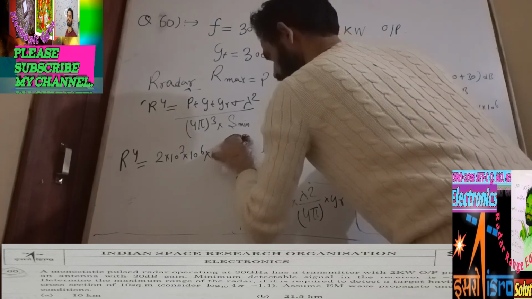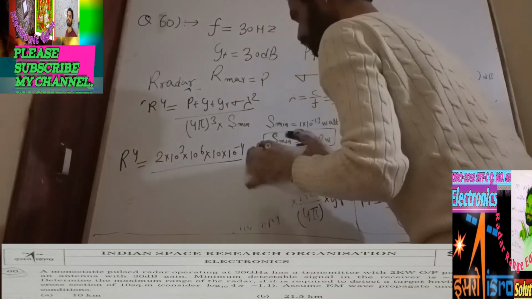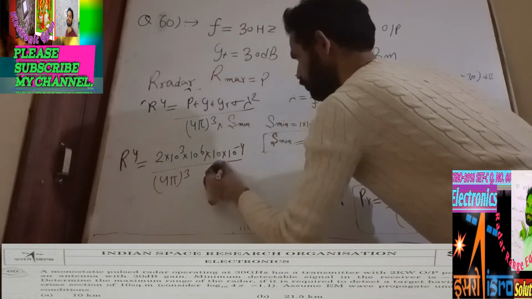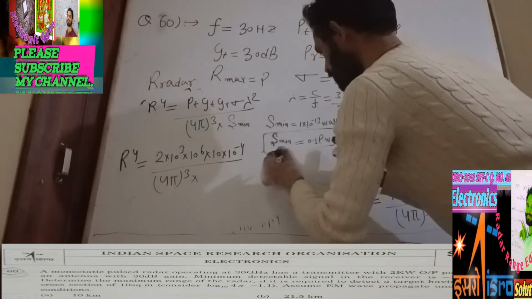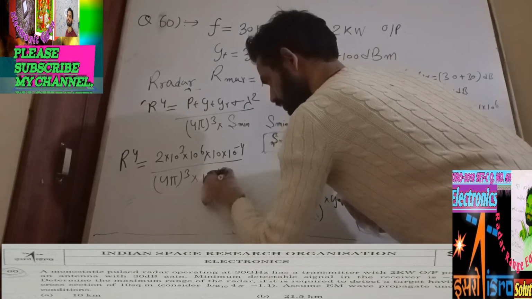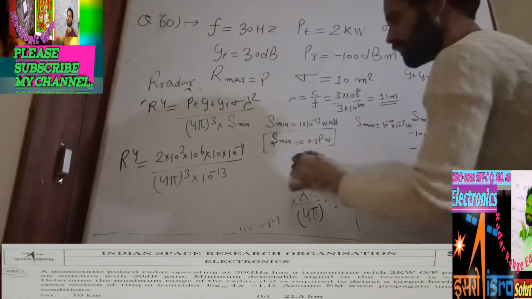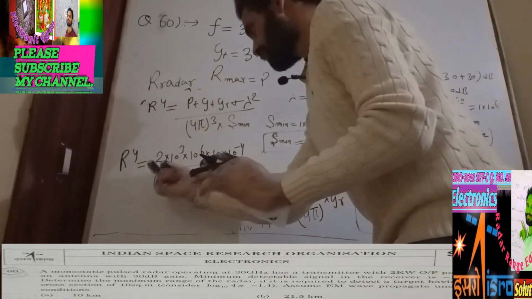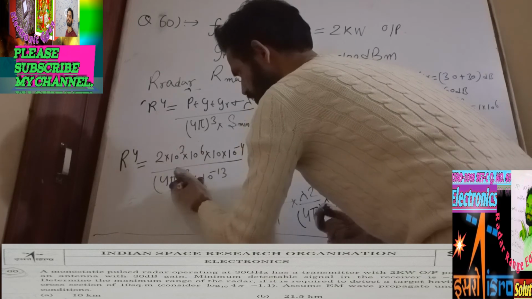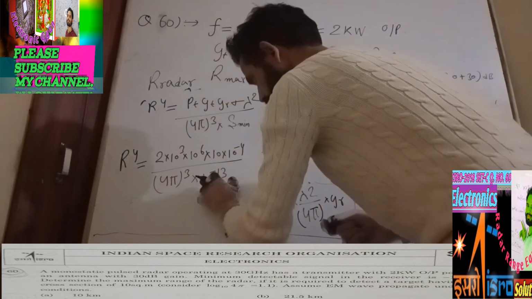That is 10 to the power minus 4, divided by 4 pi whole cube, into S minimum. What is S minimum? 0.1 picowatt, which means 10 to the power minus 30. So this is my range, R to the power 4. Now let us solve this. What will we get here?